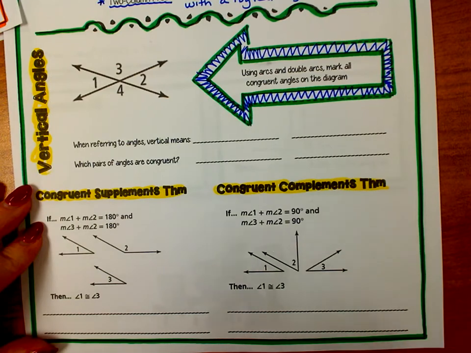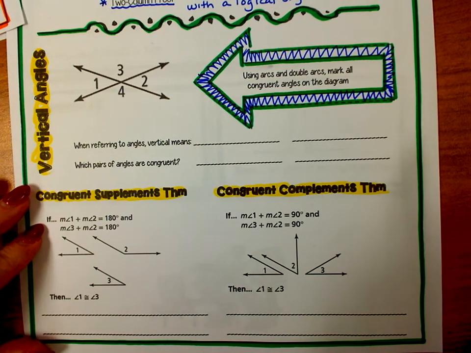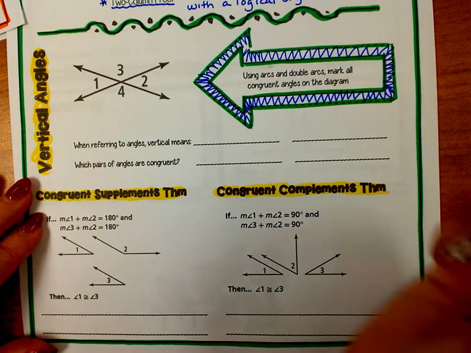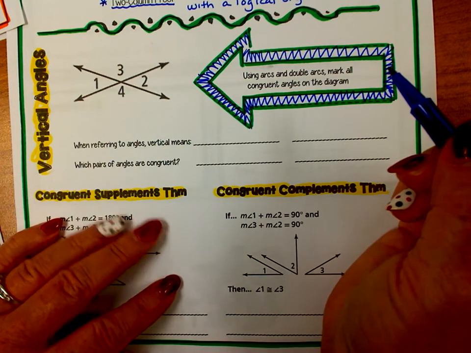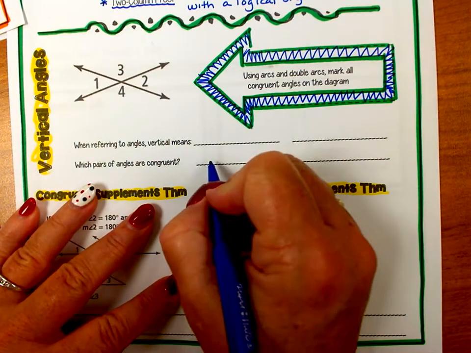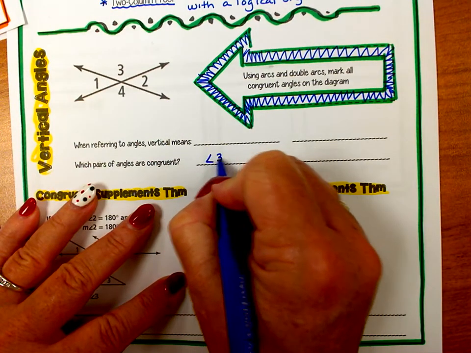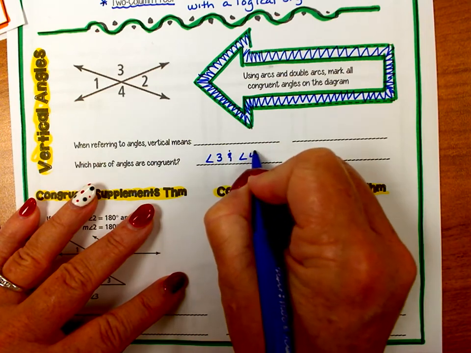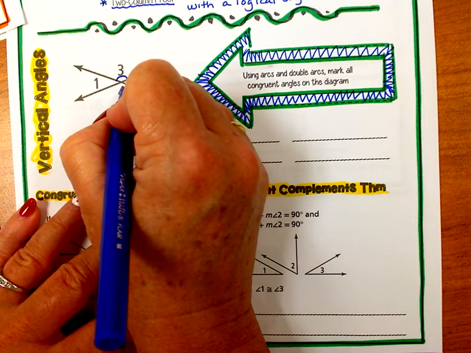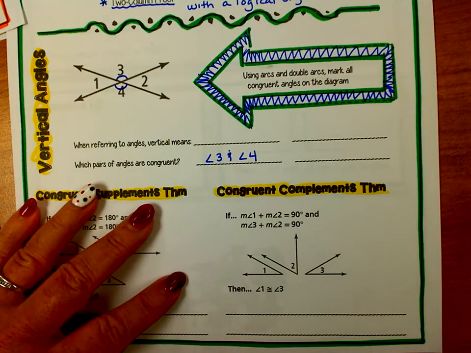Now let's take a look at vertical angles. We're going to start by marking the congruent angles. When you're looking at vertical angles, it's usually pretty easy to see which ones are congruent. So the first set, angle 3 and angle 4, look like they're congruent, and so we're going to mark those with a single arc. That arc says that those two angles are the same. Their measures are the same, so the angles are congruent.